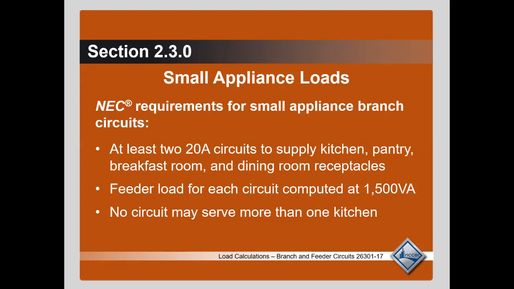1500 equals 3000. And then the third thing you're going to do is you're going to add 1 1500 volt amp circuit for your laundry room. So you've got your square footage plus your 3000 plus your 1500. So that puts you at 4500 volt amps plus whatever your square footage is. And then you're going to take that first 3000 watts at 100%, and everything after that is going to be multiplied by 35%.